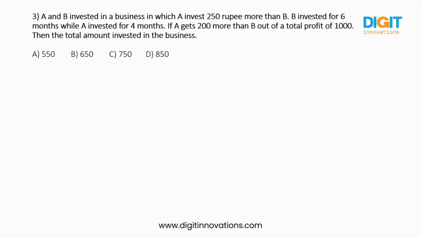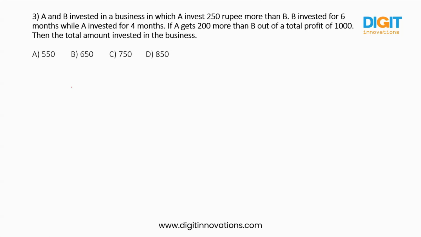The meaning of the question is, two people invested in a business and they got a total profit of 1000. Time of investment is different here. We don't know how much A and B invested, but we know A invested 250 more than B. B's amount was invested for 6 months, and A's for 4 months. After the investment, they got a profit of 1000. In that 1000, A gets 200 more than B.